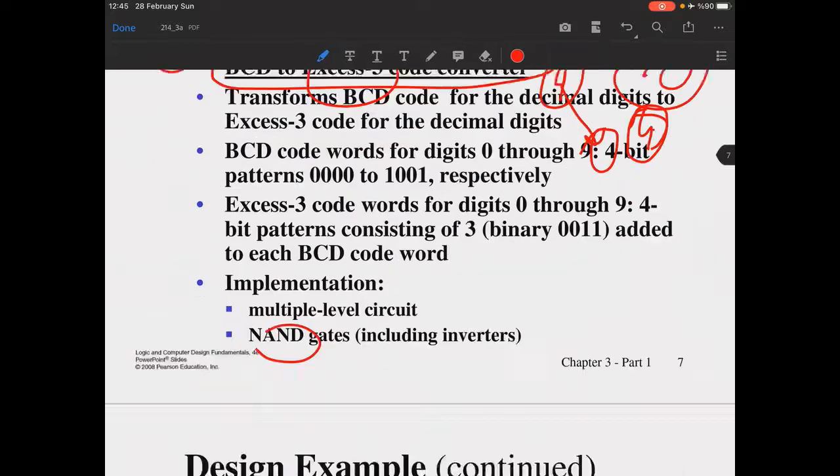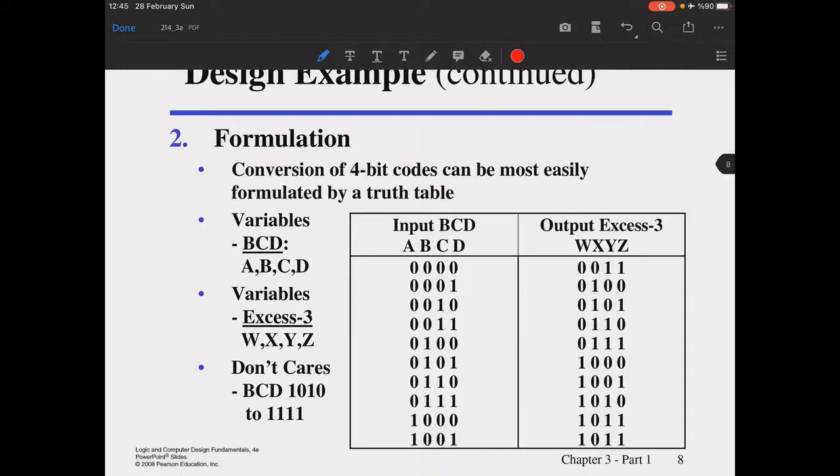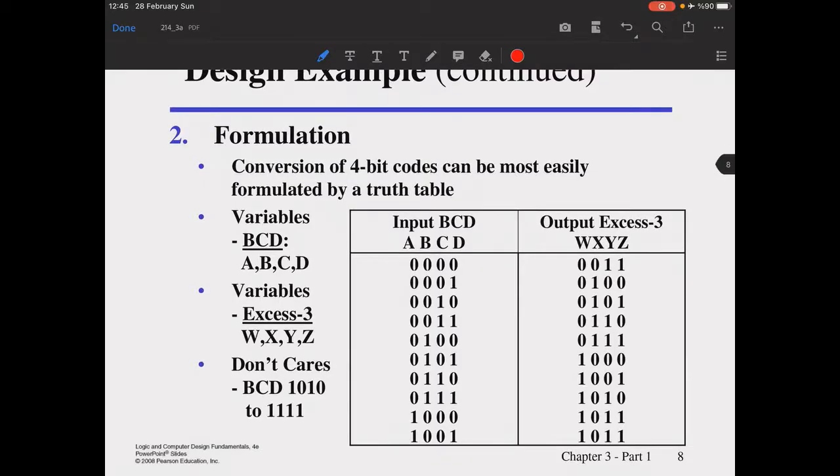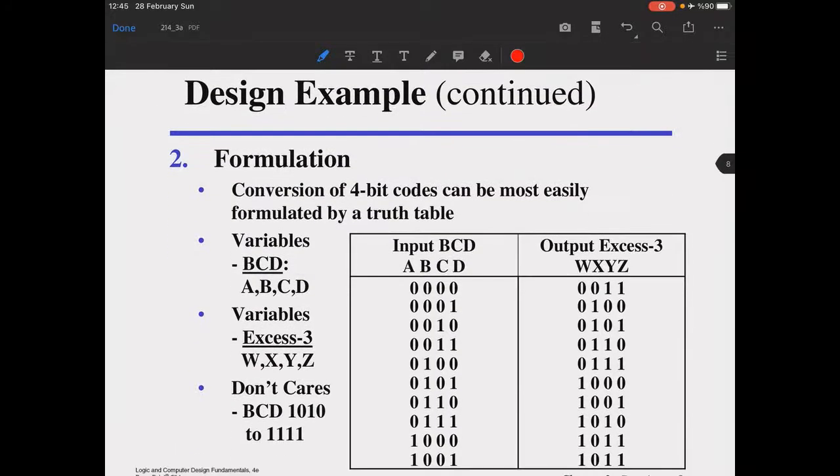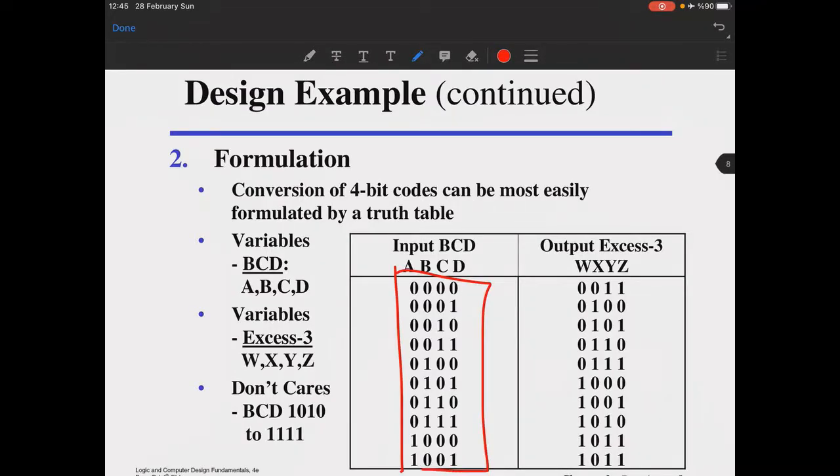Let's see the steps one by one. Now we go ahead and do the formulation. You have here all 10 input combinations, all 10 symbols, and these are your 10 outputs, and the relationship between them is just adding 3.